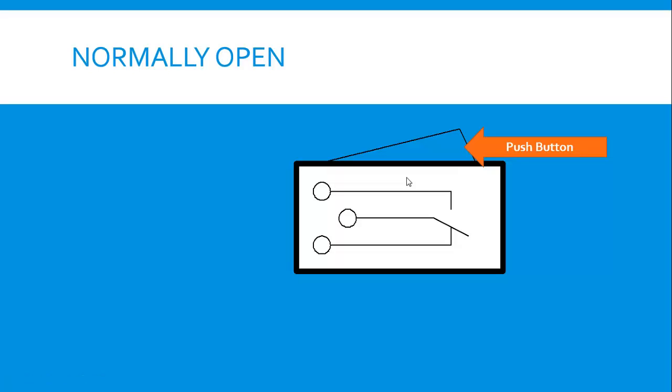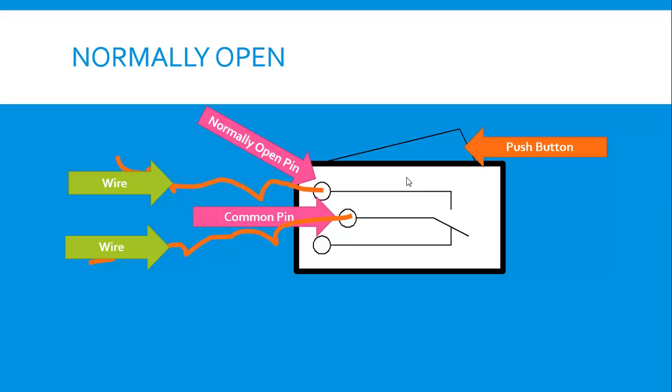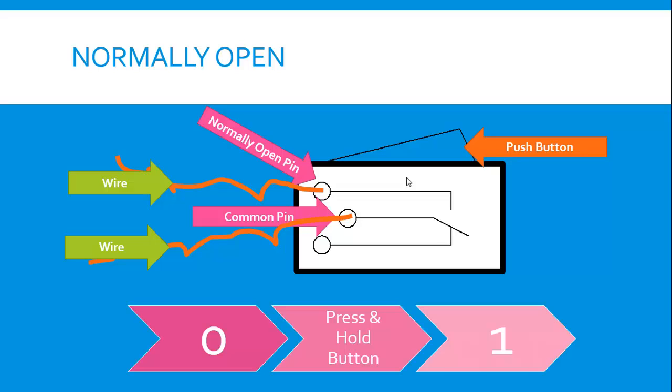So on a normally open switch, we have our push button, all right? And we're going to use 2 wires and connect at the common pin and at the normally open pin. So we bring wires in and connect there. And when we do that, this is how it would work. That switch would be normally open, so our normal output would be zero. Our current would not be flowing. When we press and hold that push button, the state's going to change to one because we'll close it. So it's normally open. When we push it, it's a one. All right, that's a normally open switch.